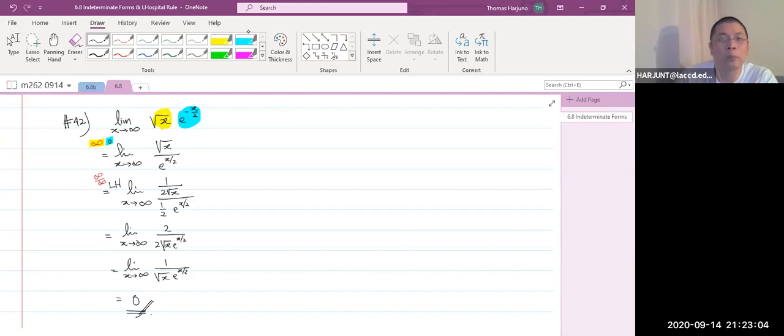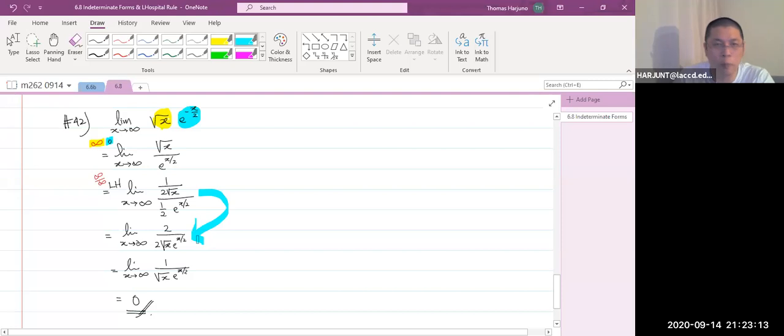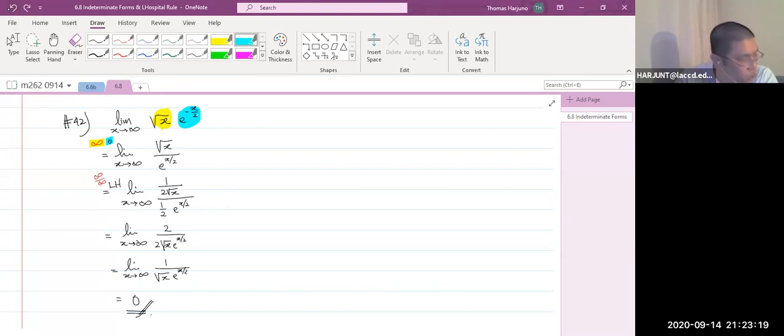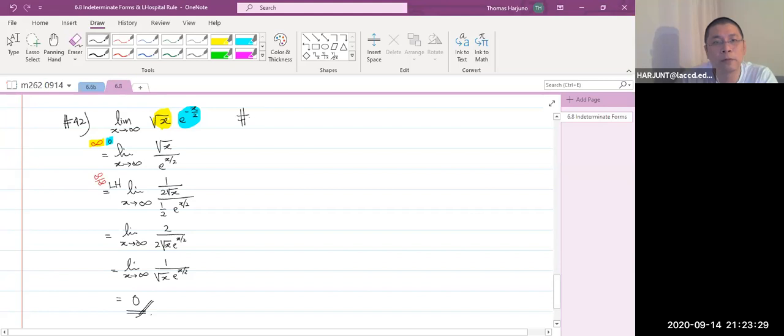I hope you see that I emphasize enough that once you do L'Hopital's rule, simplify first. Otherwise, it's so messy to the point that you don't want to deal with it. That's for number 42. Let me ask you to try number 44 to have a good feeling on this: limit x going to 0 positive of sine x ln x. Okay, let me give you 3 or 4 minutes.